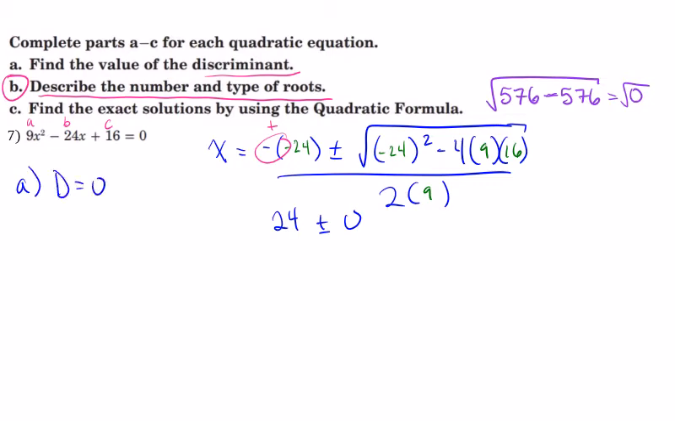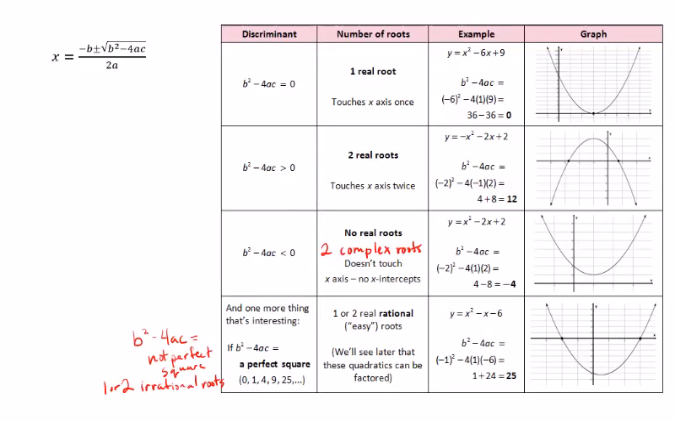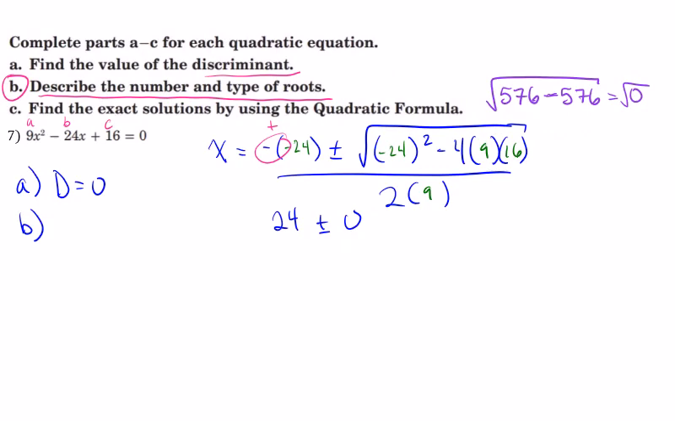For part B, describe the number and type of roots. If we go back to our previous slide, we know that if the discriminant is equal to 0, we have one real root. And 0 is a perfect square, so that means it's going to be a rational root. So we have one real and rational root. Remember, real because the discriminant is equal to 0, and rational because 0 is a perfect square.